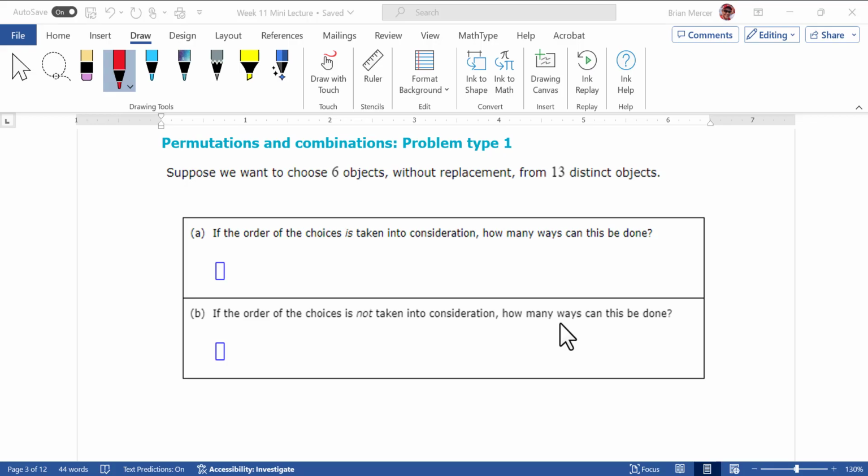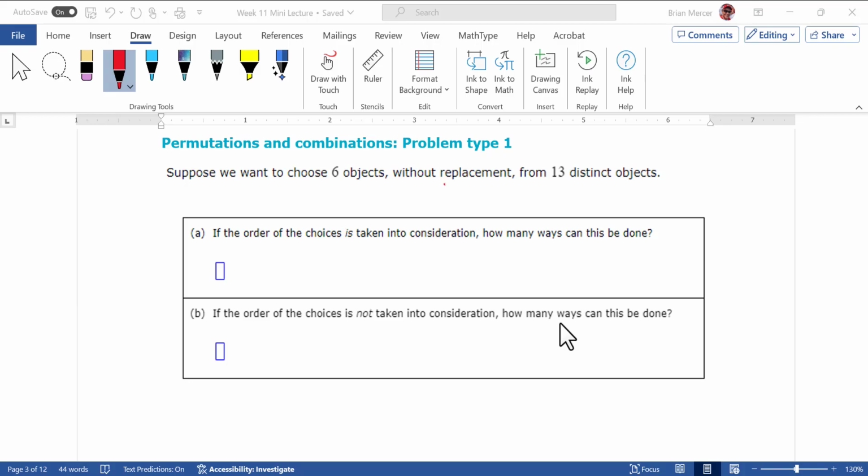So for this question, we are talking about permutations and combinations, and it's called problem type 1. So that's just kind of the introduction to this. And what this really is about is getting you to understand the difference between permutations and combinations. And the difference comes down to two things.